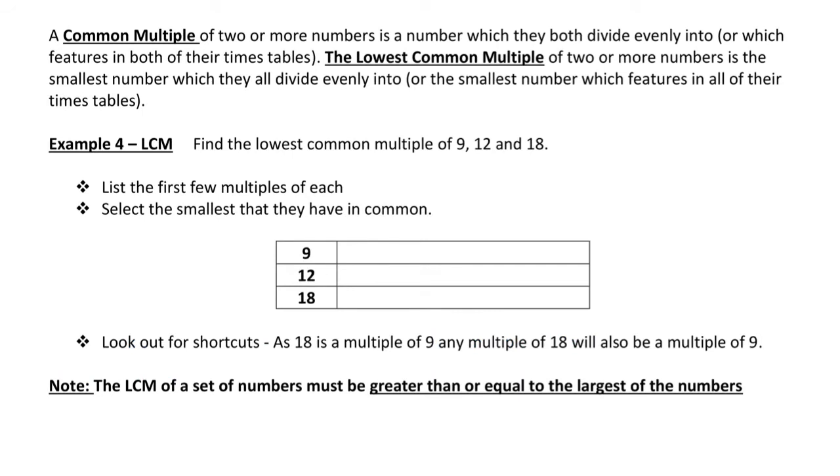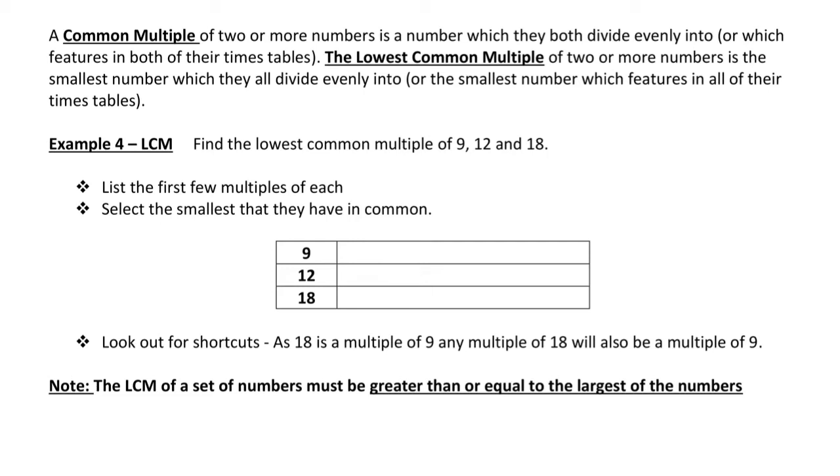So a multiple is a number that appears in the times table of a number. A common multiple of two or more numbers would be all the numbers that appear in each times table list. And the lowest common multiple is a unique number, and it's the first number to appear in the times table list of each of the numbers.